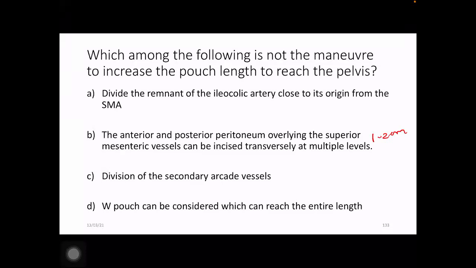Last point: W pouch can be considered, which can reach the entire length. True or false? W pouch, yes, definitely. So which pouch can be used in case the patient has insufficient pouch length? The S pouch. Though the S pouch function is inferior, in case you don't have any other option, the last option you can do is create an S pouch, fine.